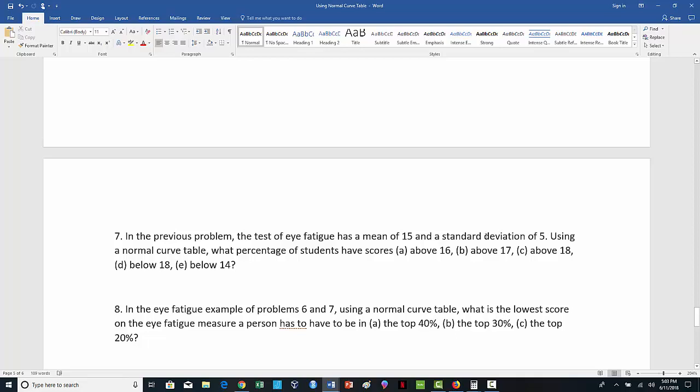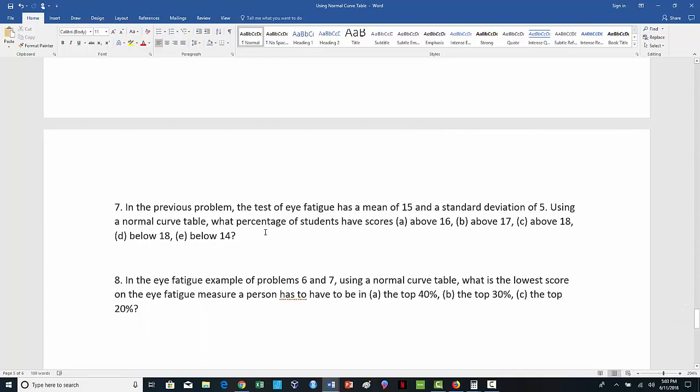Now remember, in z-scores, the standard deviation, whatever it is, is a z-score of 1. One standard deviation above the mean is a z-score of 1.0. So it says, using the normal curve table, what percentage of students have scores, and in part A it says above 16. So we're still using that normal curve table, and this one actually feels trickier because we have to do some conversion with z-scores and raw scores.